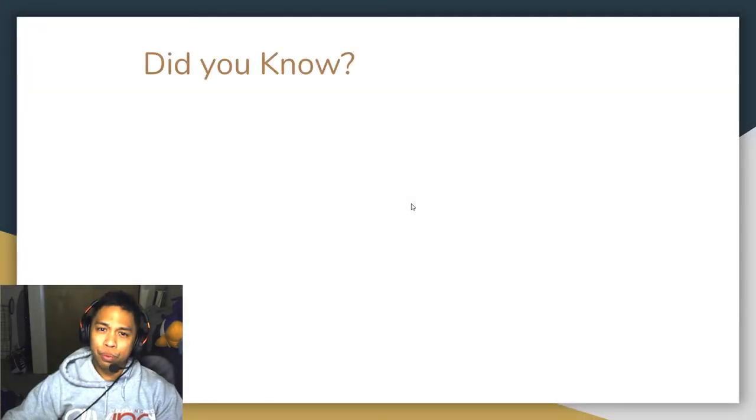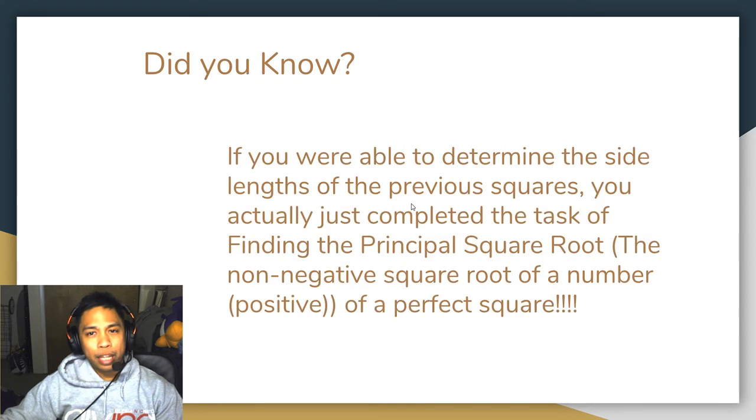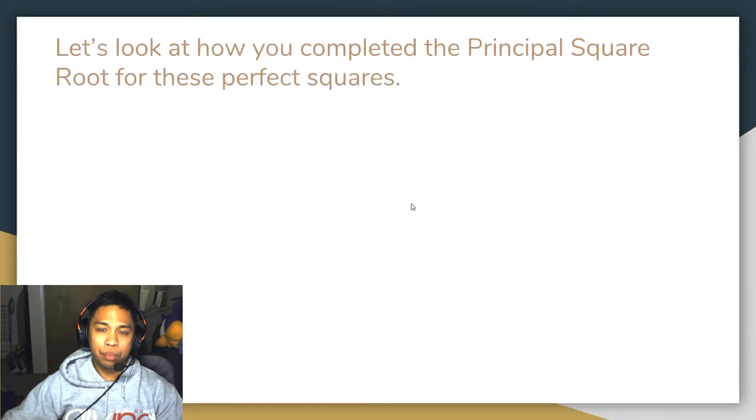Did you know if you were able to determine the side lengths of the previous squares, you actually just completed the task of finding the principal square root. The principal square root is the non-negative square root of a number, of a perfect square. So let's look at how you completed the principal square root for these perfect squares.